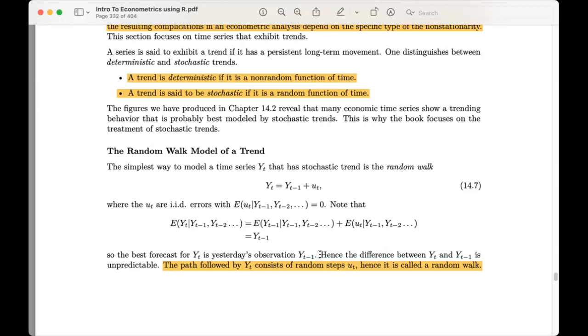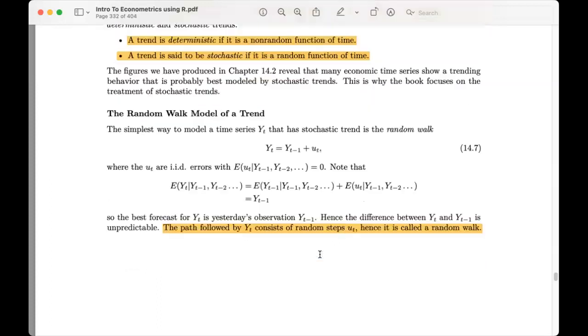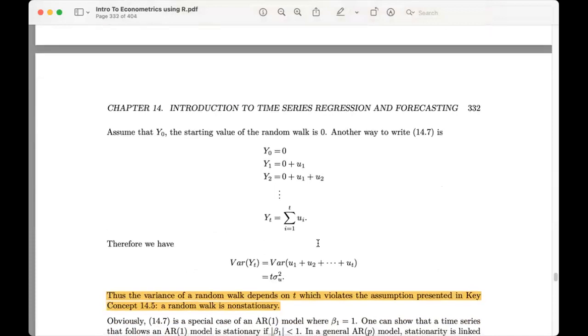So the reason why it's called a random walk is because the path followed by Y_t consists of random steps, u_t, hence it is called a random walk. And this is an example. You could see that Y_t is basically the summation of all the error terms from one to T.